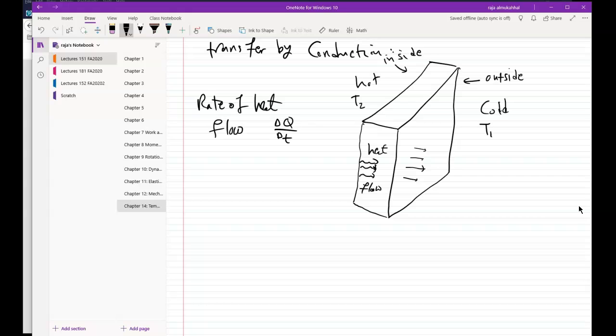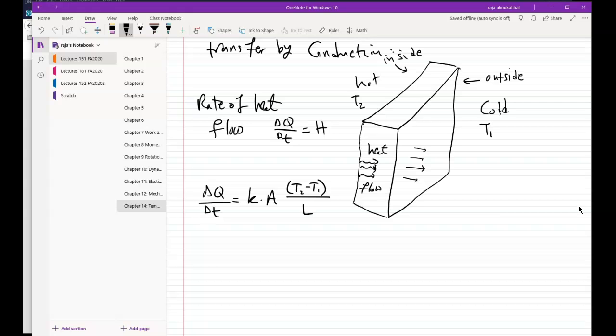Your book uses capital letter H for that delta Q. I don't care for that symbol, but he calls it H. I think it comes from chemists, enthalpy, whatever. Basically, this delta Q over delta T is equal to K times A times (T2 minus T1) divided by L.